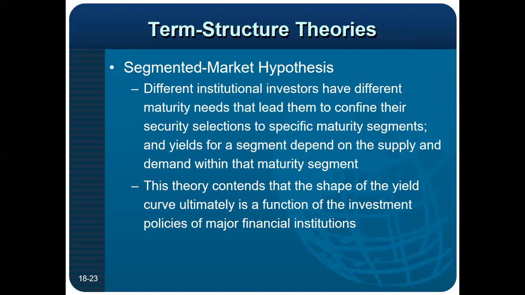So different institutional investors have different maturity needs that lead them to confine their security selection to specified maturity segments. And yield for the segment depends on the supply and demand within that maturity segment. This theory contends that the shape of the yield curve ultimately is a function of the investment policies of major financial institutions.